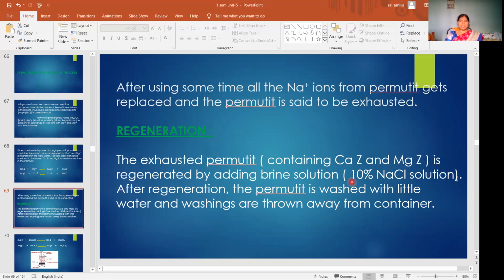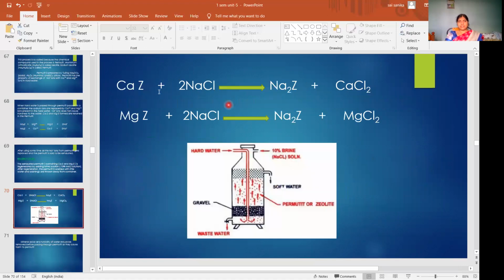If you pass this brine solution, whatever calcium and magnesium zeolites are retained in the permutit will react with this brine solution. Again, the permutit is regenerated. After regeneration, this permutit is washed with a little water and the washings are thrown away from the container, so that again we can use this permutit. So these are the regeneration equations.